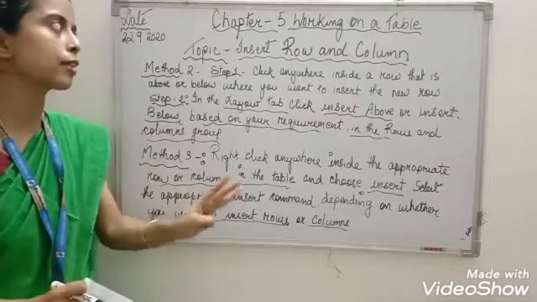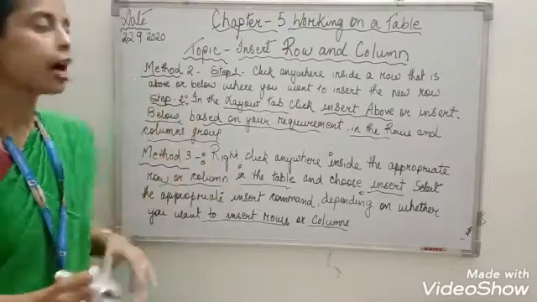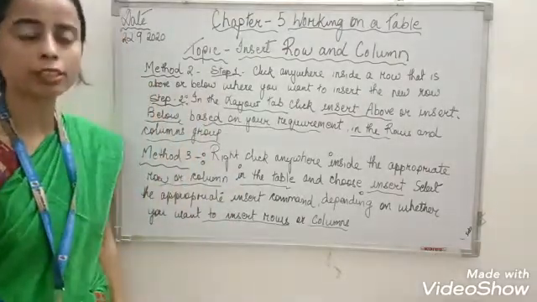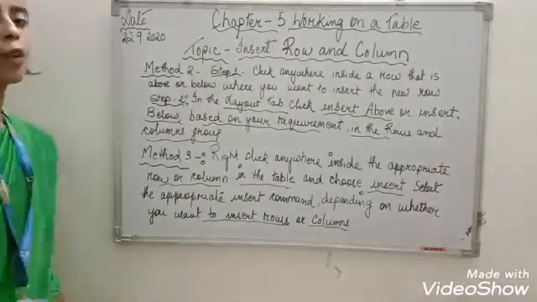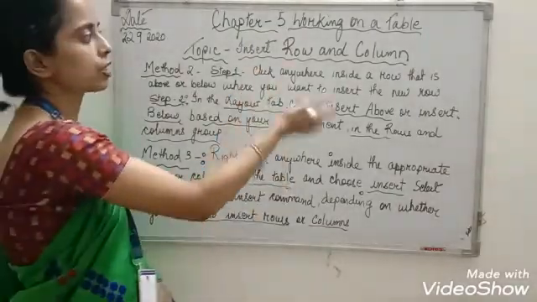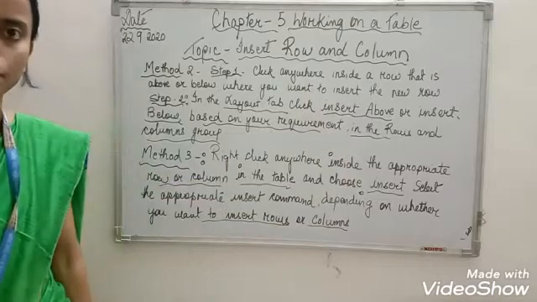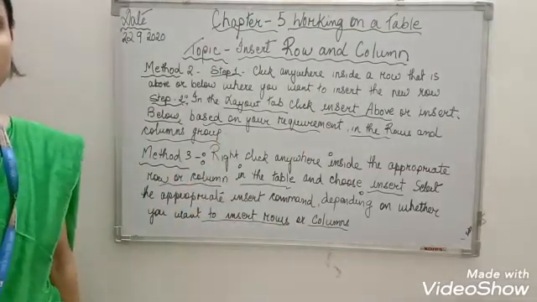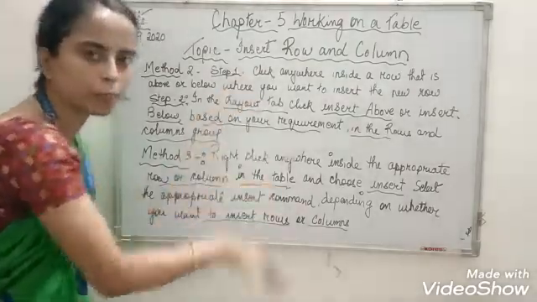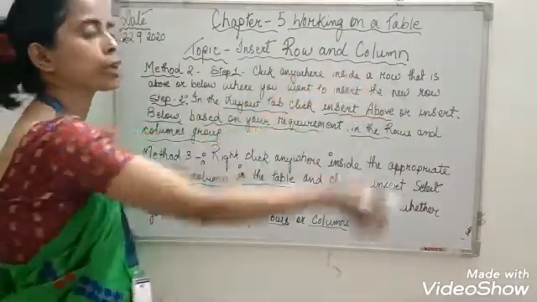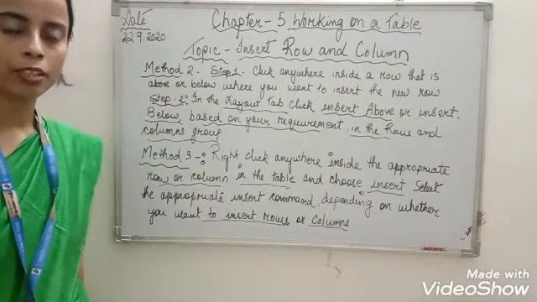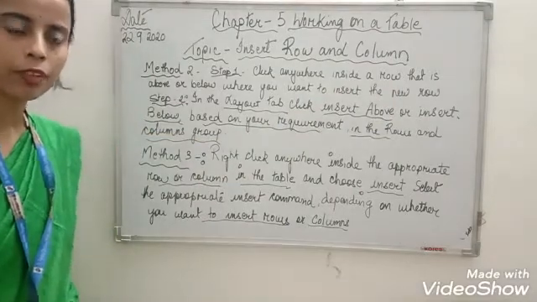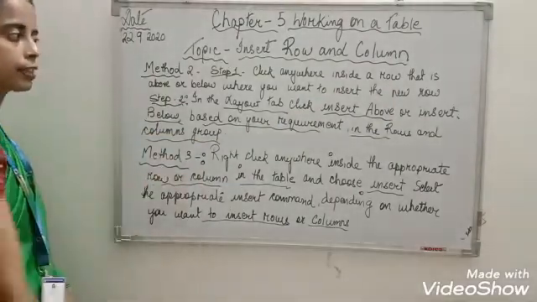So this is method number 3. There are 3 methods to insert rows and columns. I have explained all 3 methods to you. If a question comes, write one method of how to insert a row and column in an existing table. You can write any one method out of these three. Three different methods are there for inserting rows and columns in an existing table. I hope it is clear.